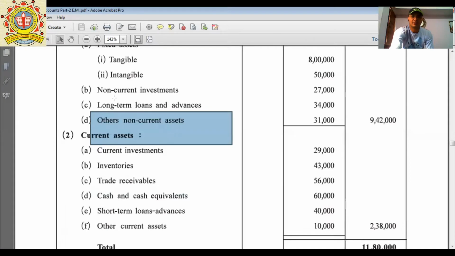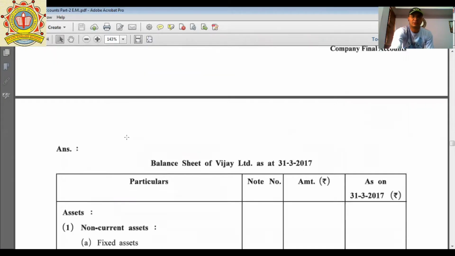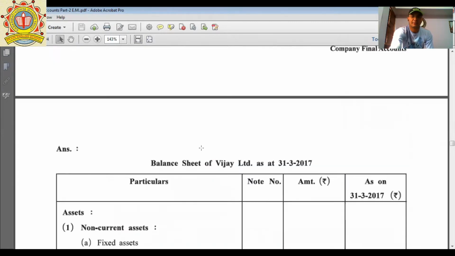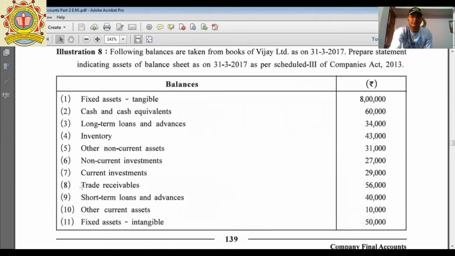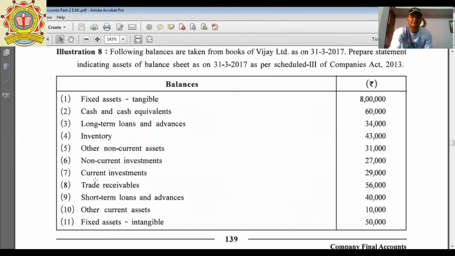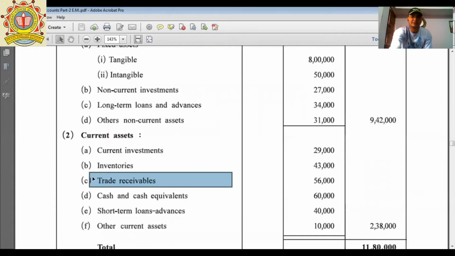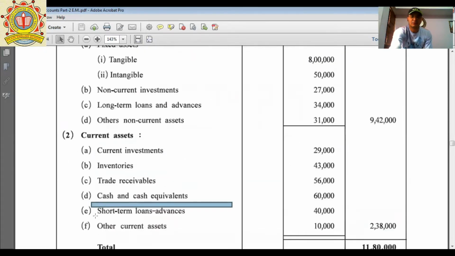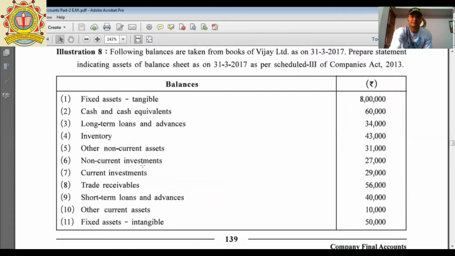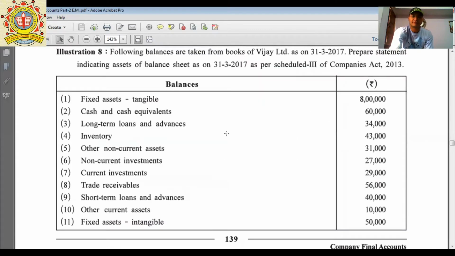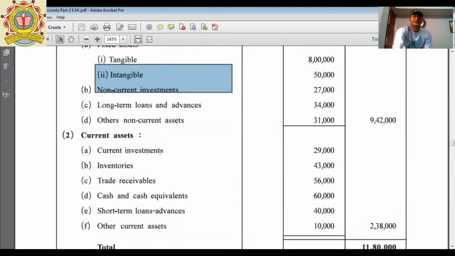Non current investment amount 27,000. Current investment amount 29,000. Trade receivable for 56,000. Short term loans and advances for 40,000 rupees. Other current assets for 10,000 rupees. Fixed asset tangible for 50,000 rupees. That's it. Total 11 entries which we have written in this account.